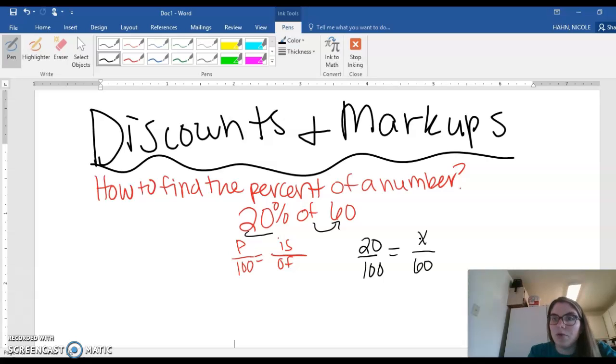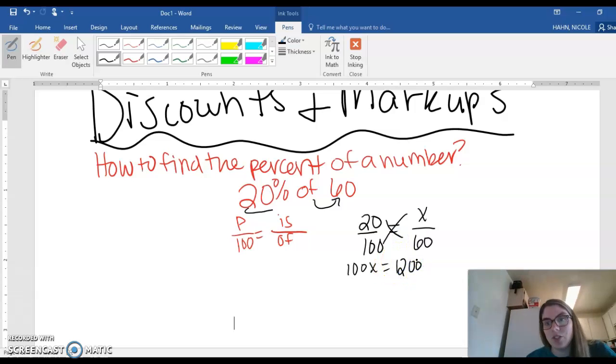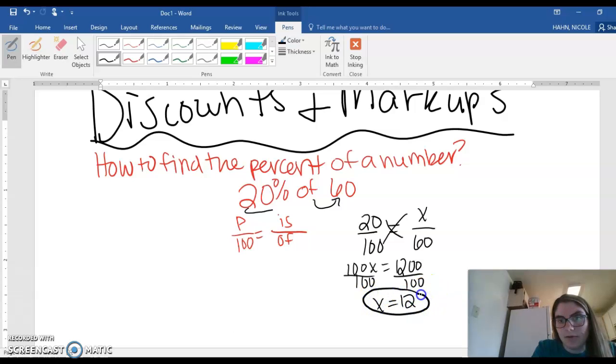Then I would multiply. 100 times x is 100x equals 20 times 60, which gives me 12, add two zeros, so 1,200. Then I divide by 100, divide by 100, and I get x equals 12. So 20% of 60 would give me 12. That's one way you can do it.